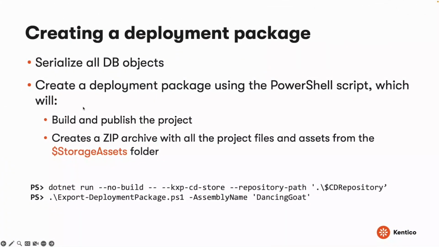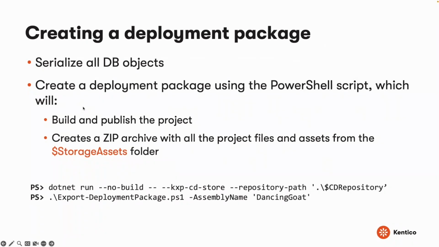So let's now talk about deploying your project to the cloud. In order to prepare your deployment, you'll have to serialize your database objects and create a deployment package using the PowerShell script that came in the templates that we gave you at the beginning. This will help you to build and publish the project, and it will create a zip archive that has all of your project files and all of the assets that you put in the storage assets folder. Now you're ready to begin uploading it to the cloud.